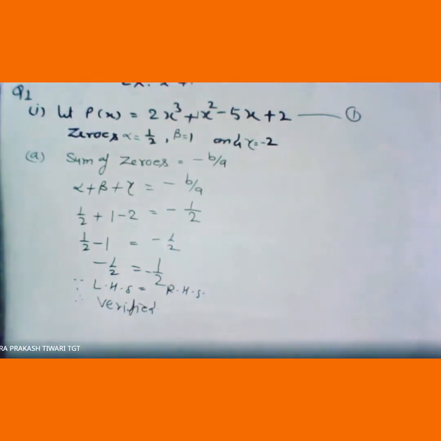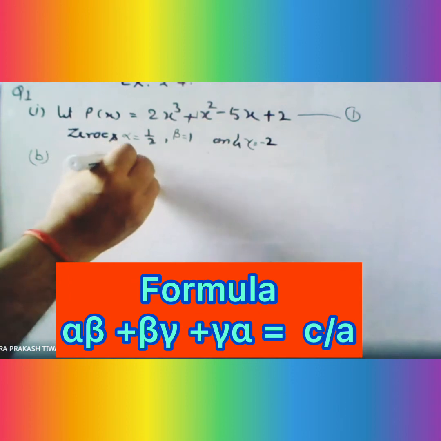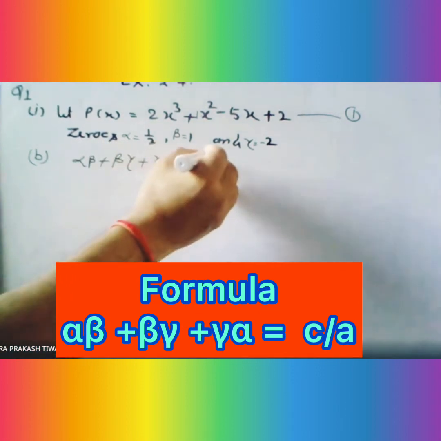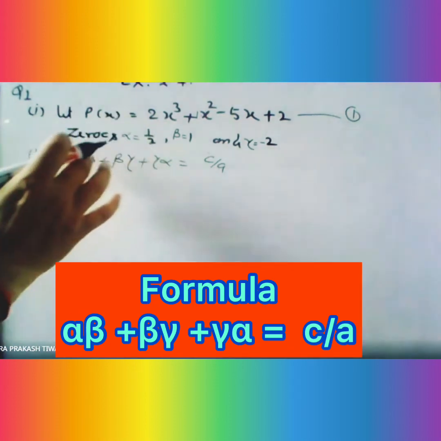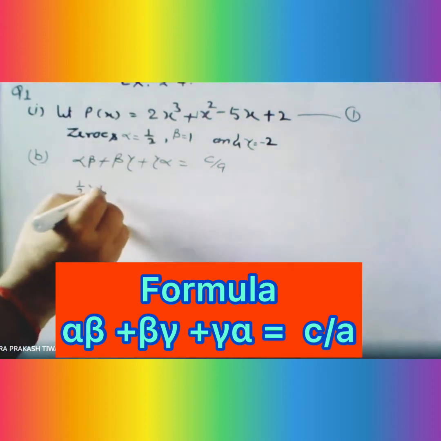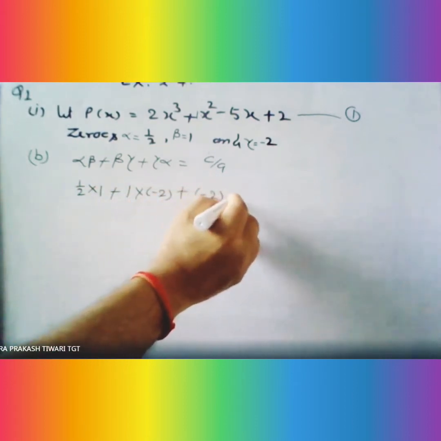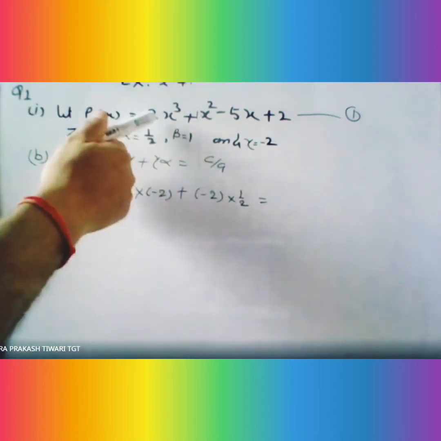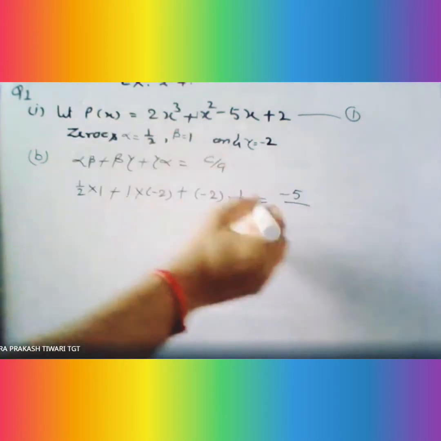This is verified. Okay. Now the second one, the formula for the cubic polynomial, that is alpha beta plus beta gamma plus gamma alpha equal to c upon a. So dear, once again you put the values. This is the formula for the cubic polynomial. Alpha is 1 by 2 and beta is 1, plus beta is 1, gamma is -2, plus gamma is -2 and alpha is 1 by 2. And here C, from a, b, c, d, C is -5 and upon a means this 2.